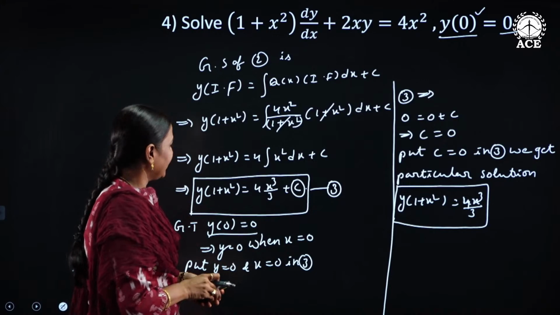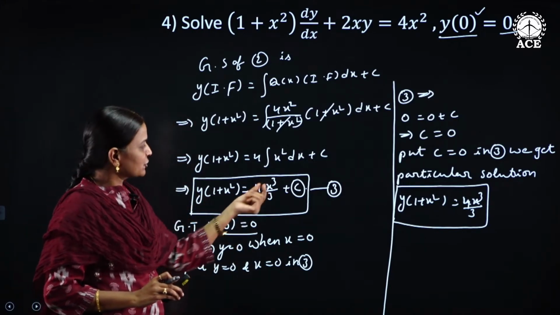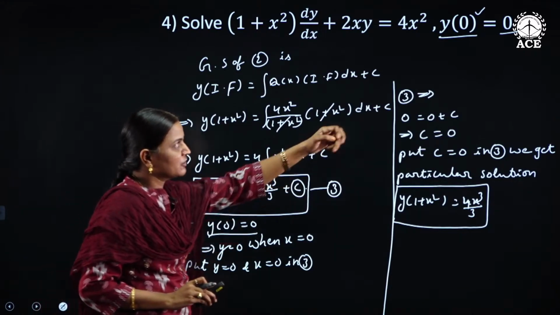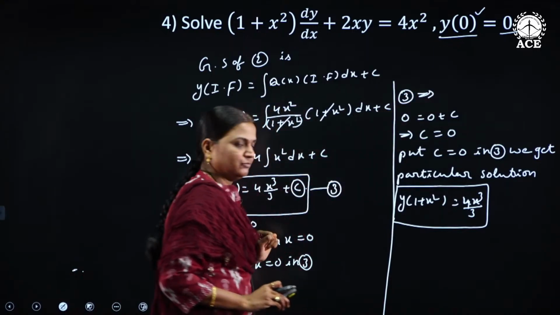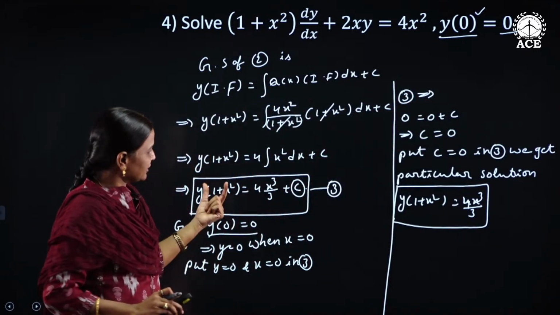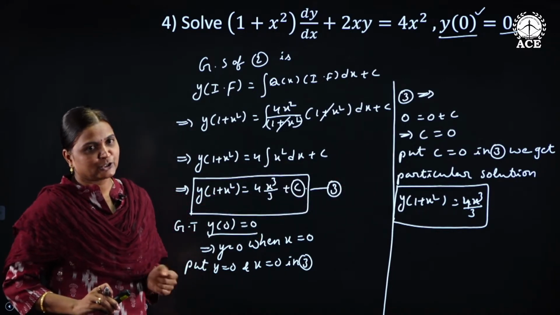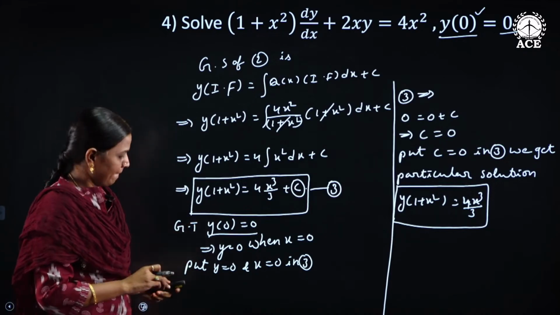Particular solution is obtained from the general solution by substituting particular values to the arbitrary constant. How to substitute particular values to the arbitrary constant? Using the given condition, find the C value. At last, substitute C in the general solution, then that solution is called a particular solution. This is the procedure to find the particular solution.